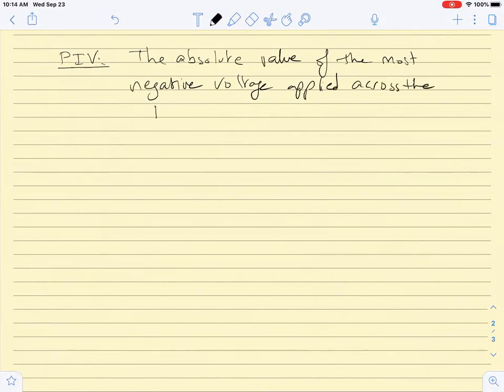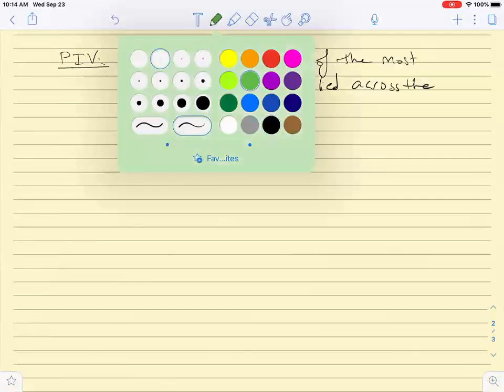Okay, so this is the definition of the PIV. And if I'm applying minus 24 volts, I tell you PIV is 24 for this circuit. Now it's circuit dependent. Let us see the battery charging circuit. How do I model the diode?